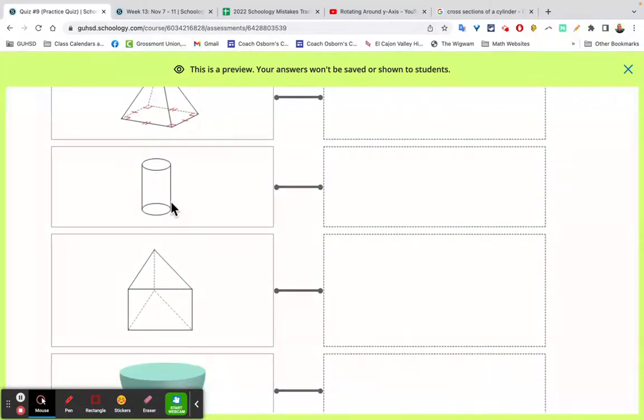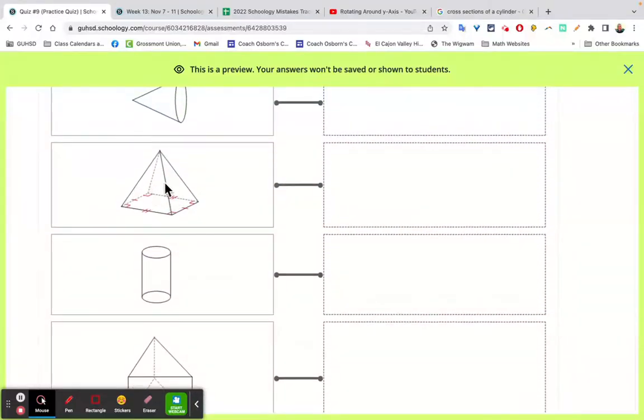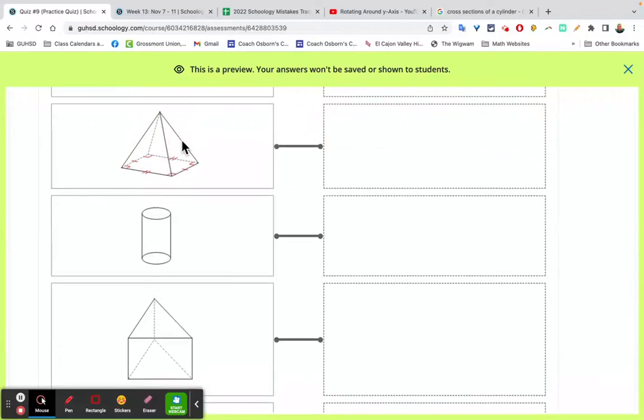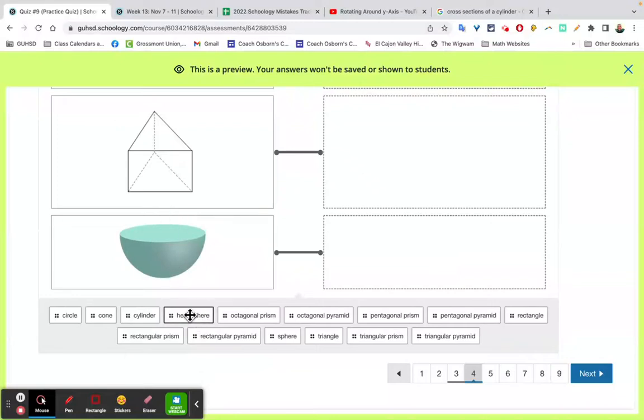That one's a cylinder. That one's very similar to this because it's triangular. However, you can see that this side is rectangular. So if all the sides are triangular, it's a pyramid. But if any of the sides are rectangular, like this one that you see in the front, then that is a triangular prism. And then that's half a sphere, which is a hemisphere, which stands for half a sphere.